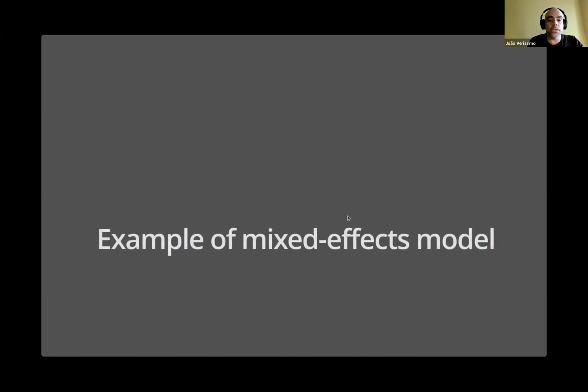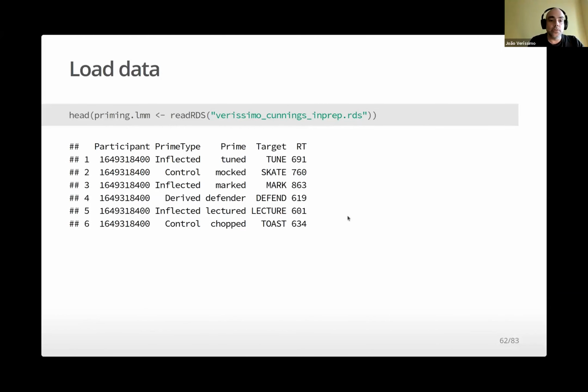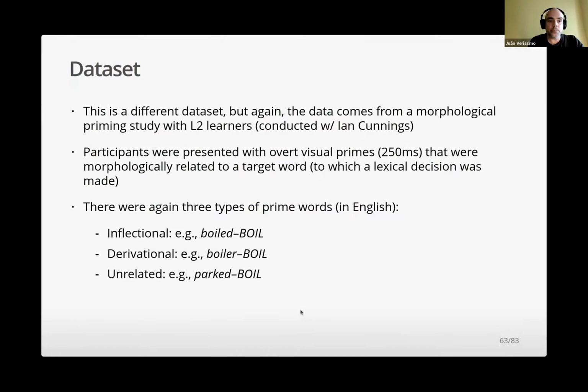In order to demonstrate how Bayesian statistics can solve some of those problems, I have a data set there in that folder that is also a priming experiment, also with the same three conditions, inflection, derivation, and control. This was done in collaboration with Ian Cunnings. But this data set is in the long format. So we have one row for each trial. And so each of these rows is the same participant. But again, it's the same design as before.